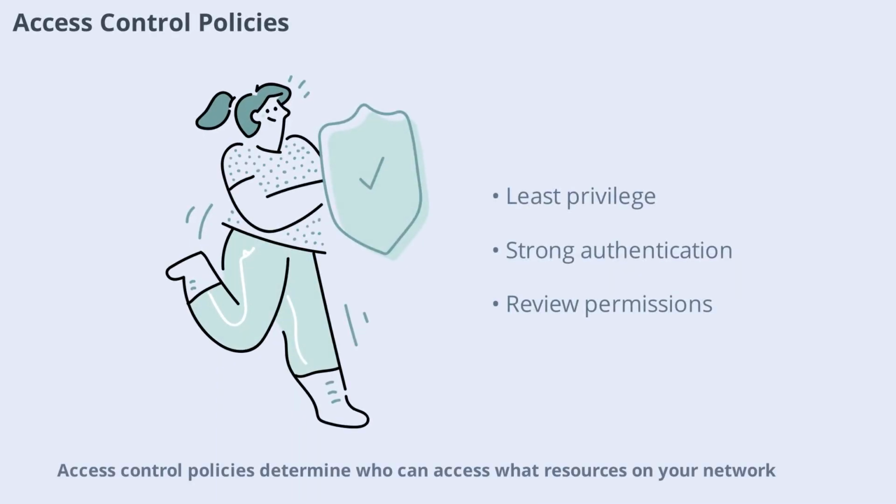Access control policies determine who can access what resources on your network. Use the principle of least privilege, only grant users the access they need to perform their jobs. Implement strong authentication methods and regularly review user permissions. By limiting access, you reduce the risk of internal and external threats compromising your sensitive data.